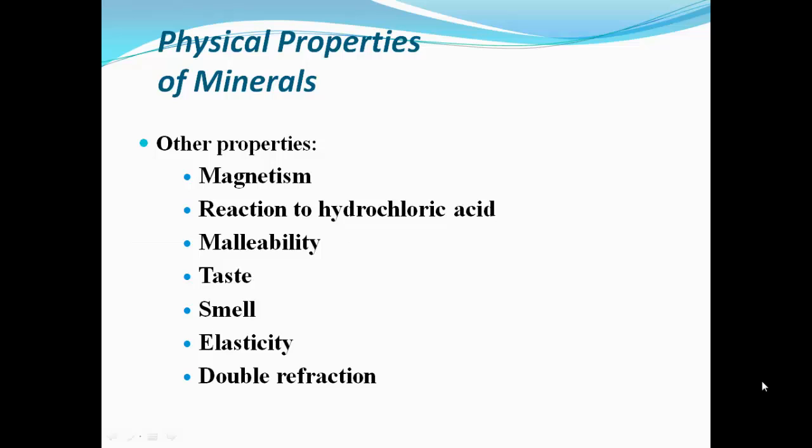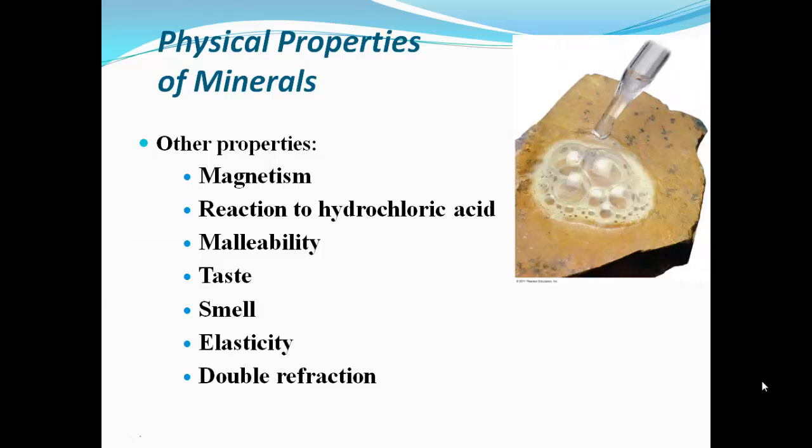Okay, now other properties. These are the special properties. These are special things that you can identify a mineral with, like magnetism. Magnetite is magnetic. Reaction to hydrochloric acid: well, it's calcite. When we drop hydrochloric acid, it will form carbon dioxide bubbles and fizz. Malleability: a chunk of native copper, you can warm it up and hammer it out. Taste: halite, which is table salt, tastes salty. Smell: sulfur smells like rotten eggs. Some minerals have elasticity. You can bend them and they'll bounce back, kind of like the micas again. You should be able to bend them and they'll bounce back in shape.